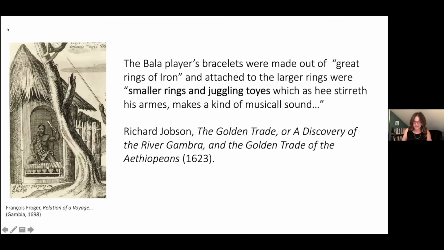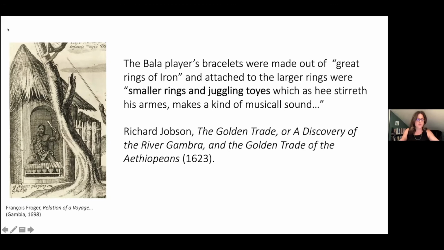In 1620s Gambia River region, Richard Jobson described a bala player who wore metal bracelets on his wrists. The bracelets were made out of great rings of iron, and attached to the larger rings were smaller rings and juggling toys. As the Gambian musician worked his hands across the keys while playing, his movements would cause his bracelets to shake, creating rich aural textures that complemented the instrument's unique buzzing sound.